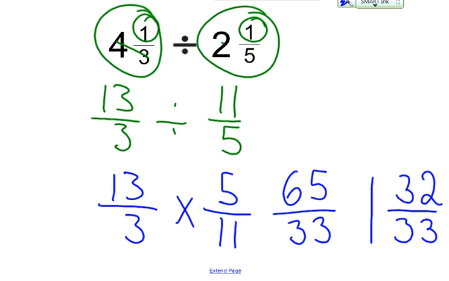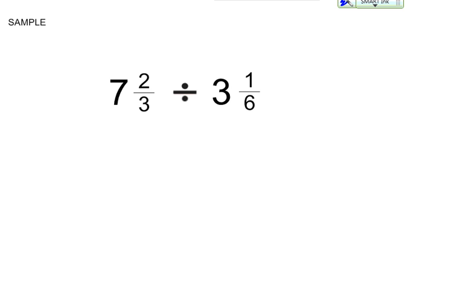So we have this process. That's what we're working with. That's what we're going with. Go ahead and work through this sample as you look at dividing mixed numbers. That's lesson 68.